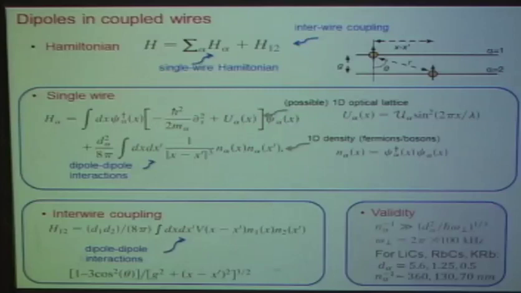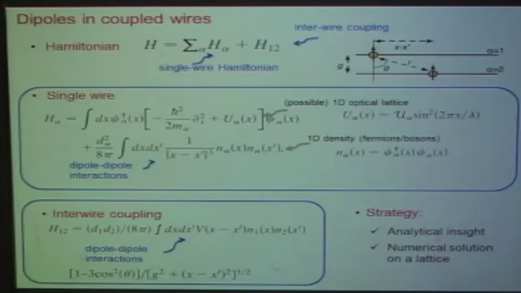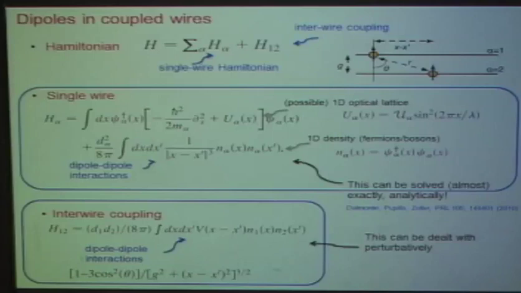Now, this is the strategy that we're going to use to understand what is going on. We get some analytical insight by looking at these kinds of coupled systems, and then we get a full solution in the lattice, which is what we can do, and we'll see below using numerical techniques how we can do that. So the point is that analytically, one can basically solve almost exactly the physics for each single wire separately, and then we can add the inter-wire interactions perturbatively and see what kind of instabilities the systems come to, and then we can do the numerical solutions to verify that what we are saying is actually correct.